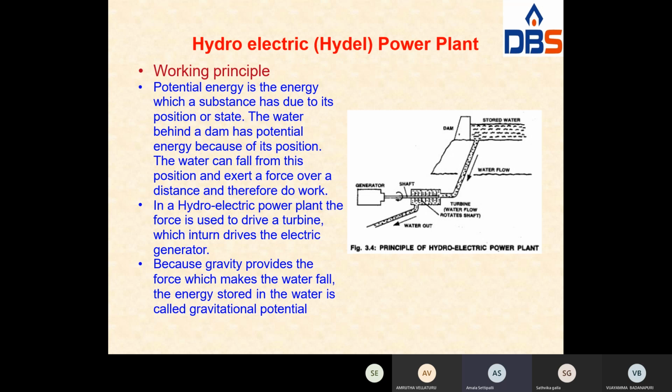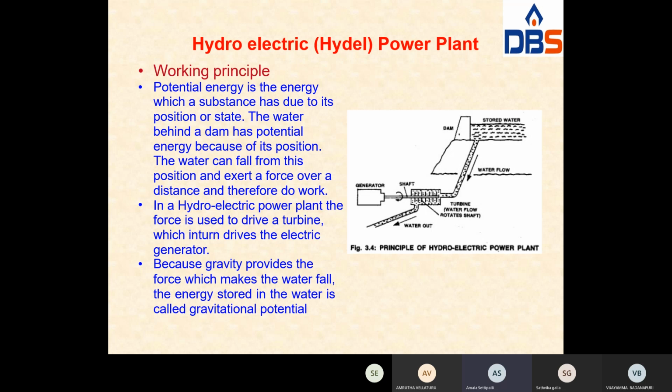Whenever the water flows from the dam through the turbine, it flows forcefully. Here you cannot use a small amount of water; you use a large amount of water at a time. Whenever heavy water flows through the blades of the turbine, the force acts on the turbine blades, and they rotate. At that time they produce mechanical energy. Through that shaft, it is connected to the generator, and the generator converts the mechanical energy into electrical energy. That is the working principle.